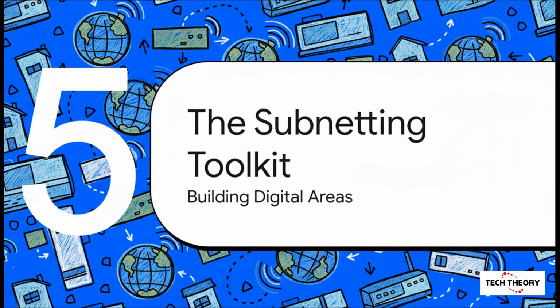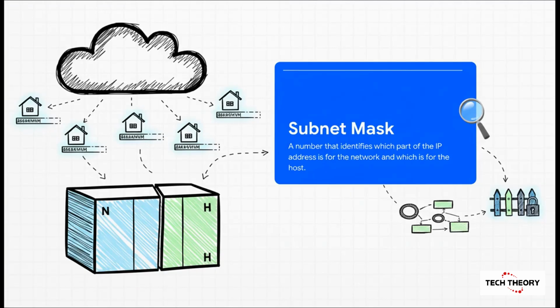Okay, so that's the what and the why. But how do we actually do this? How do you tell a network where one of these neighborhoods ends and the next one begins? Well, for that, you need a couple of special tools. The main tool for the job is the subnet mask. It's another 32-bit number, and it works hand-in-hand with an IP address. Its only job is to put a mask over the IP, telling the computer which part is the network, the street name, and which part is the host, the house number.